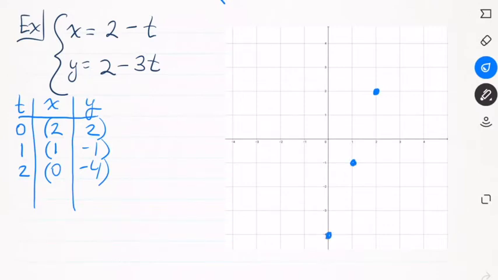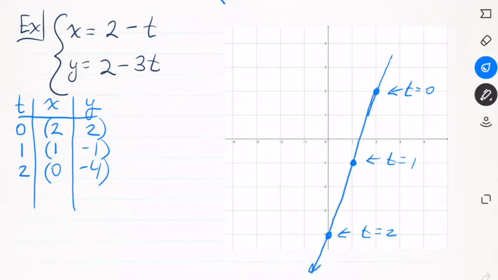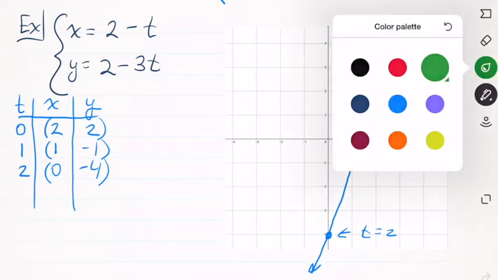And if anything, this should look really familiar to the last example. The only difference is I'm starting backwards. This is t equals 0, this is t equals 1, and this is t equals 2. And my line now is going this direction when I draw it. Now, because parametric equations have orientation, I still draw the line, but I have to also indicate its orientation.